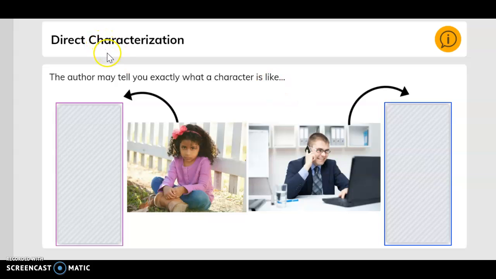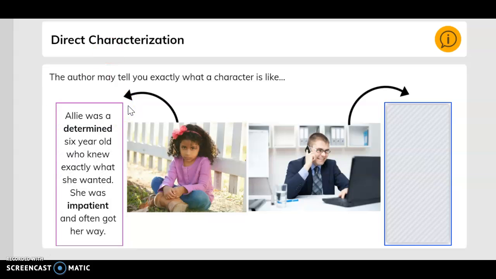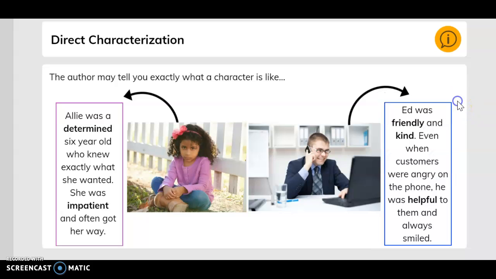Direct characterization. The author may tell you exactly what a character is like. Allie was a determined 6-year-old who knew exactly what she wanted. She was impatient and often got her way. You could tell by her face that she seems like she's always getting her way. Maybe spoiled too. Ed was friendly and kind. Even when customers were angry on the phone, he was helpful to them and always smiled.